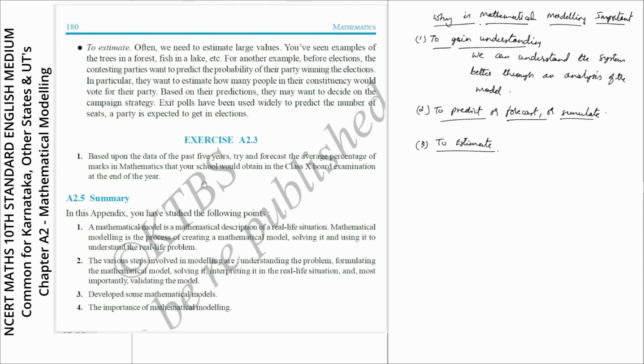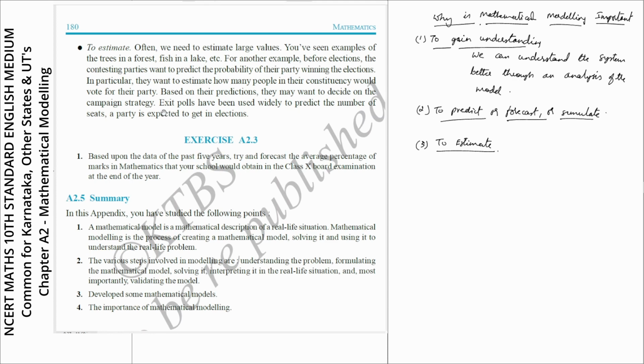So using a mathematical model, we can also find the number of trees in a forest. There is a problem in the book, and we saw how it works. We can also find the number of fish in a lake. We don't have to catch all the fish in a lake and count them. So there are indirect ways to count how many fish there are in a lake. This is all done by mathematical models.